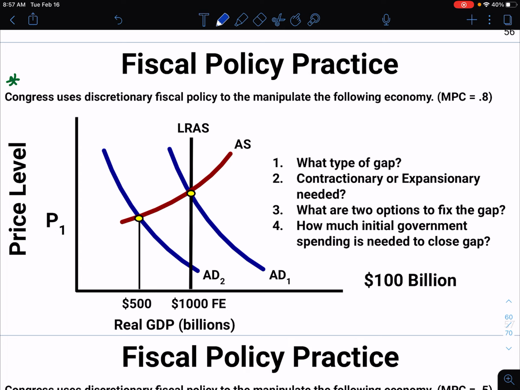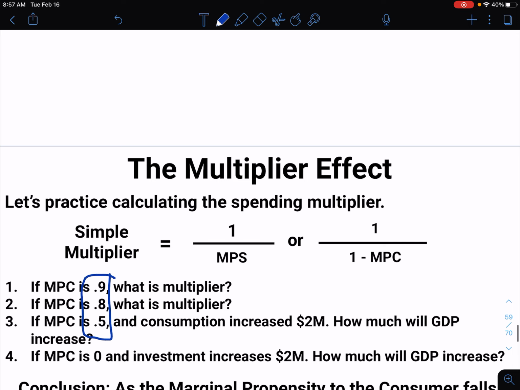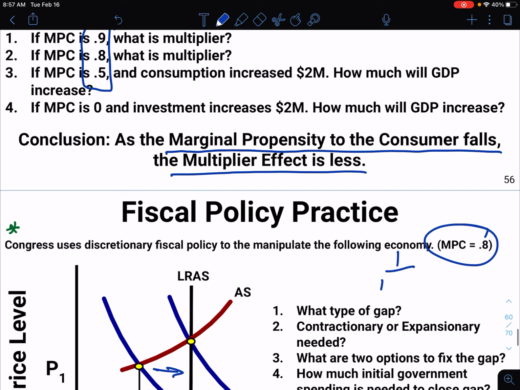So obviously what we're trying to do here is take ourselves from this recessionary gap and push back to full employment. Okay, that's always going to be the goal. So what we figure out then is what is our MPC? And if our MPC is 0.8, then we want to go back to our formula, 1 over MPS, or 1 over 1 minus MPC. So 1 over 1 minus 0.8 equals 1 over 0.2, which equals 5.